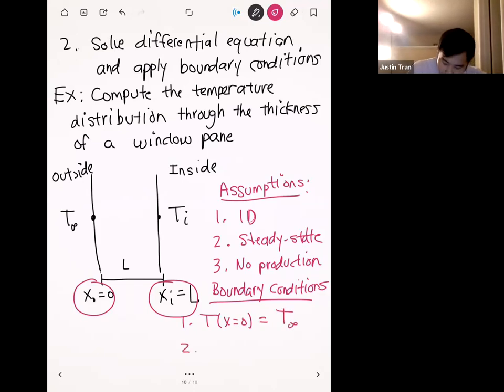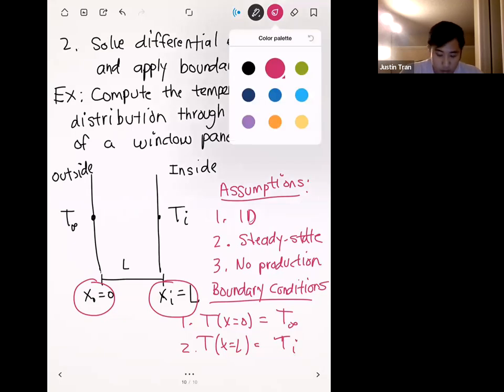Then our second boundary condition, which occurs at x is equal to L. So we have T at x is equal to L, and this is equal to Ti. In this case, we have pretty simple prescribed boundary conditions: the temperature is prescribed at one end, and the temperature is prescribed at the other end. With these assumptions, we're going to take our heat equation and solve it for the temperature distribution inside this wall. Any questions on the problem setup?